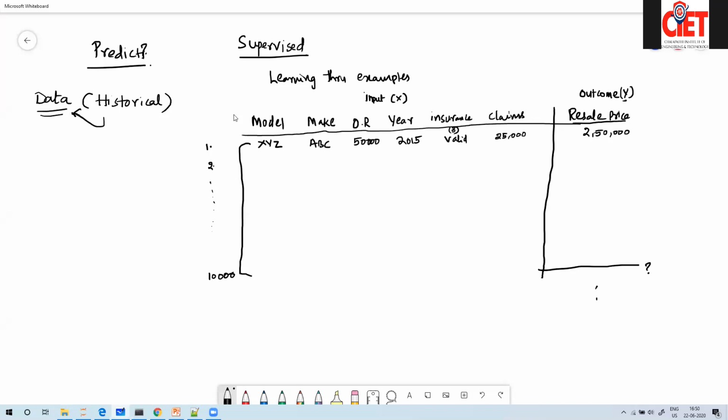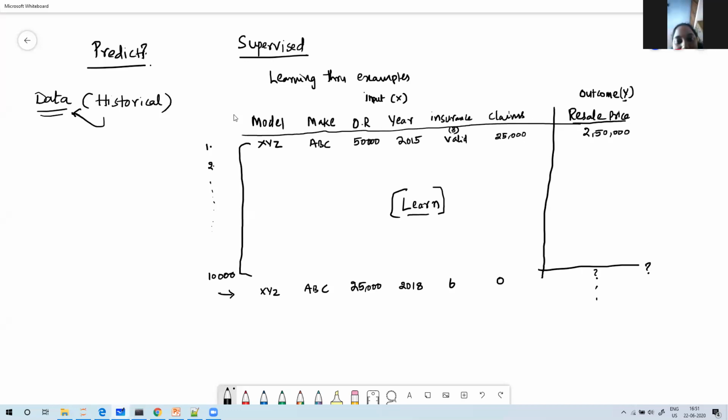Now, a car comes into the garage of a car reseller. It is, let's say, XYZ, and the manufacturer is ABC. Odometer reading is 25,000, and year of manufacture is 2018. Insurance is valid for 6 months, no claims. Now, what would be the resale price of the car? We have to predict this. To predict this, first we have to learn from this historical data. Learning from historical data, learning through examples, is typically what we call supervised learning.